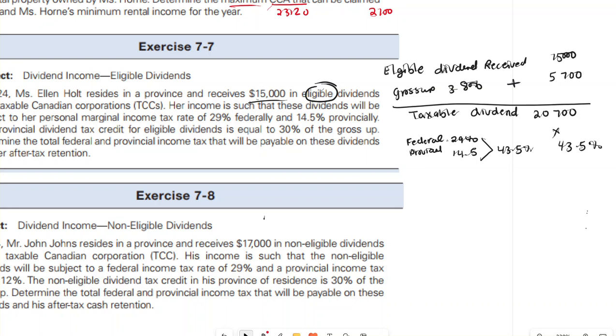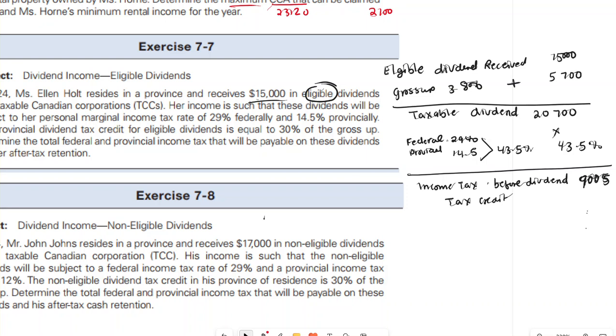So I multiply by 43.5%. We call it income tax before the dividend tax credit. This is the income tax we owe the government, both provincial and federal, before your dividend tax credit. That will be multiplied, and I will get 9,500. So this is how much tax we owe to the government.